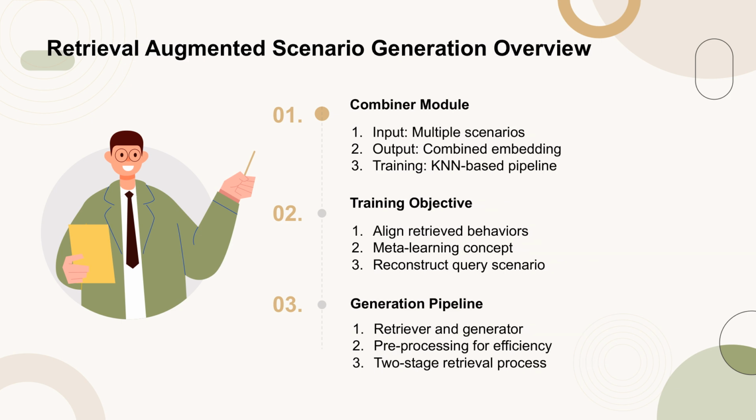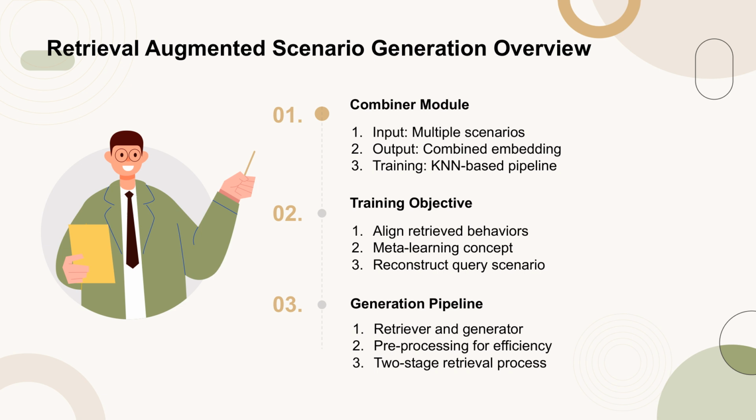The combiner module in this framework takes behavior embeddings from multiple scenarios and outputs a combined embedding. This module is trained using a KNN-based pipeline that forces the model to learn to combine and edit existing scenarios. The training objective is to align the behaviors in the retrieved scenarios with the initial pose and specified map, which aligns with the concept of meta-learning. The generation pipeline consists of retriever and generator components, which are designed to enhance the versatility and efficiency of scenario generation.